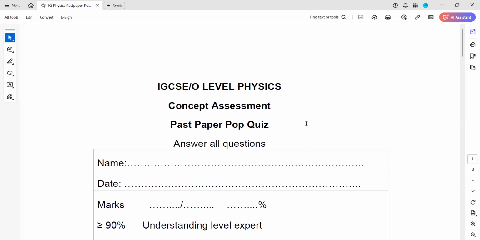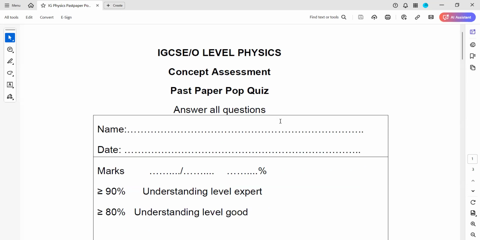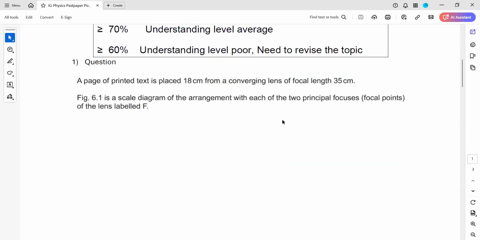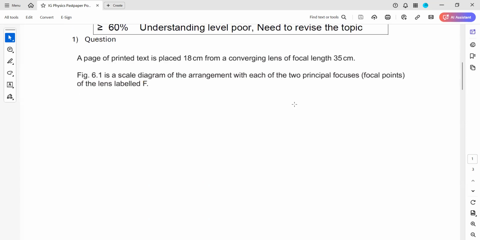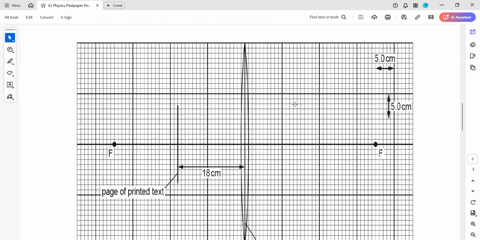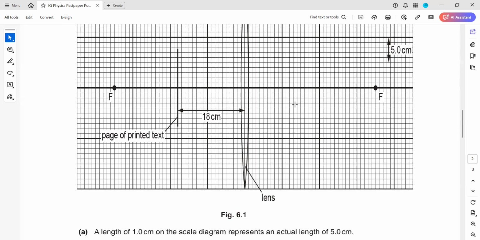This one is past paper pop quiz 3. A page of printed text is placed 18 centimeter from a converging lens of focal length 35 centimeter. Figure 6.1 is a scale diagram of the arrangement, with each of the two principal focuses, the focal points of the lens, shown here.